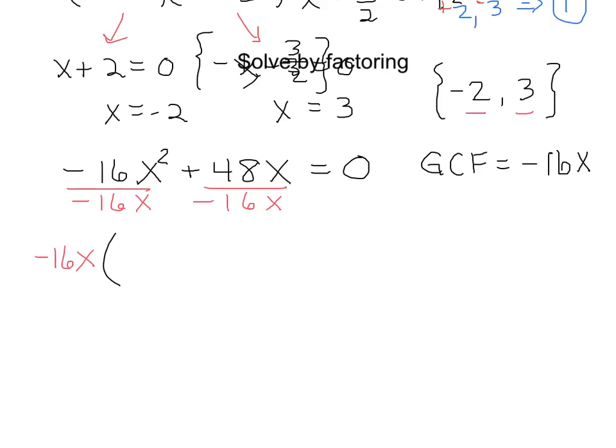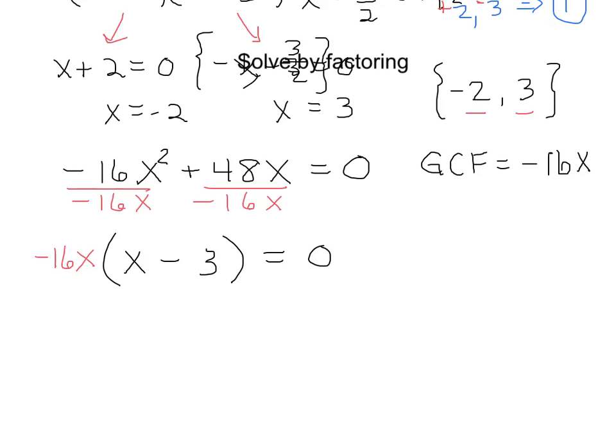So in the first term inside the parentheses, we'll have negative divided by negative is positive. 16 divided by 16 is 1. X squared divided by x, 2 x's on top divided by 1 on the bottom would leave 1x. Then for the next term, positive divided by negative, negative. 48 divided by 16, 3. The x's match exactly, divide out, and so we have no x's. Equals 0.